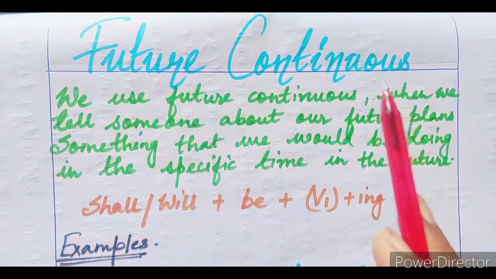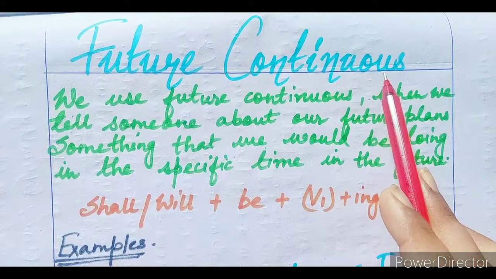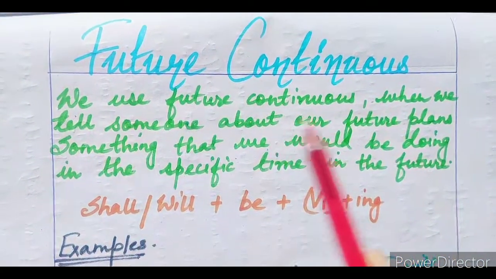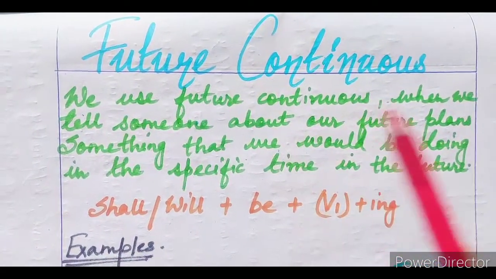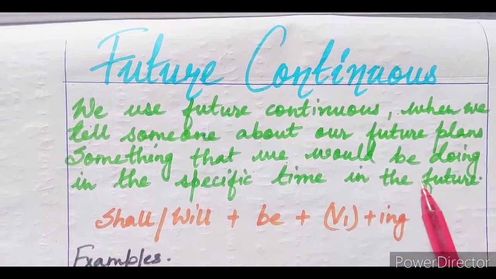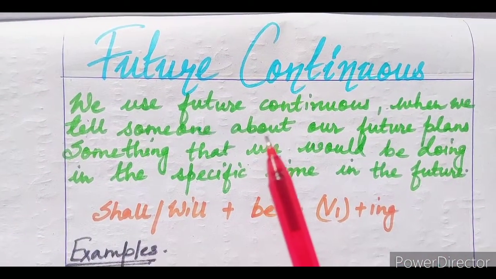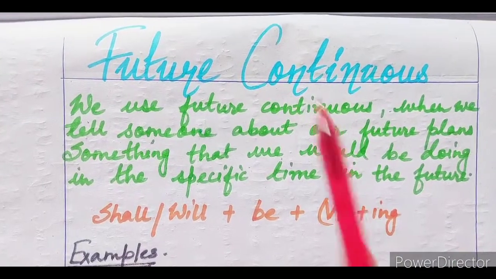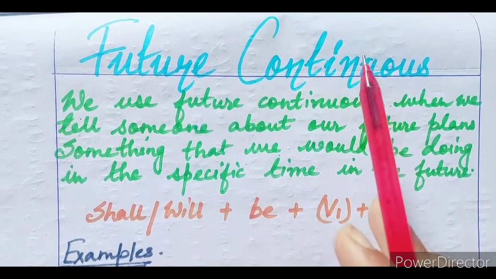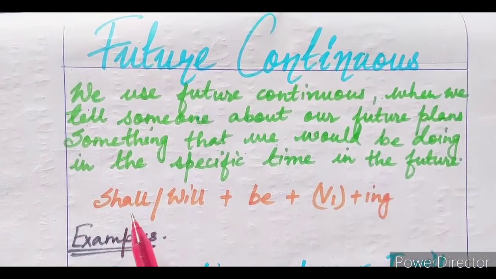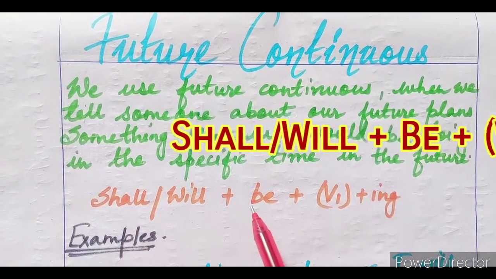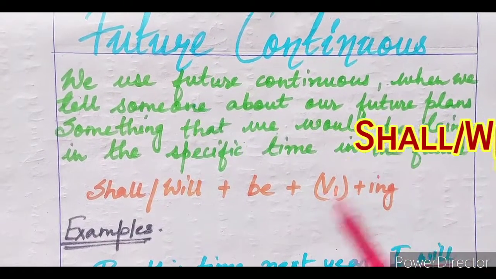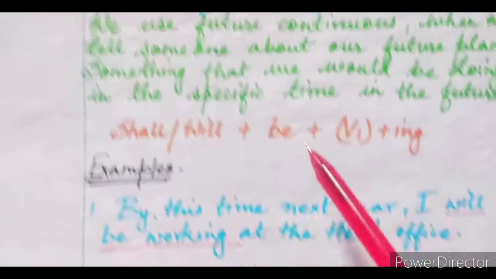Now finally we are going to talk about the future continuous tense. We use future continuous tense when we tell someone about our future plans or something that we would be doing at a specific time in the future. So when we want to say that at this time in the near future we are going to do something, then we use the sentences in the future continuous tense forms. Okay, now let us see the structure. Now again we use shall or will plus the infinitive be plus verb form 1 in its ing. Okay, now let us understand it better with the help of some examples.